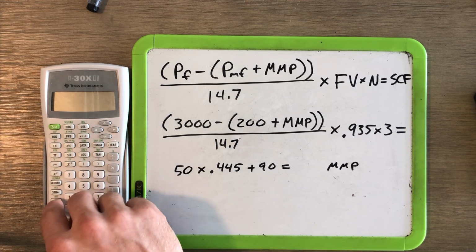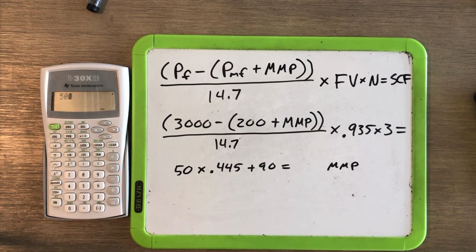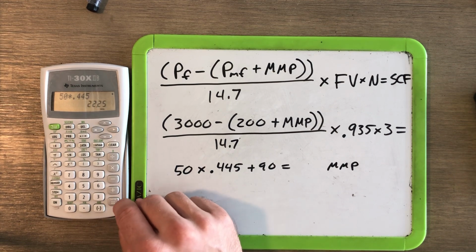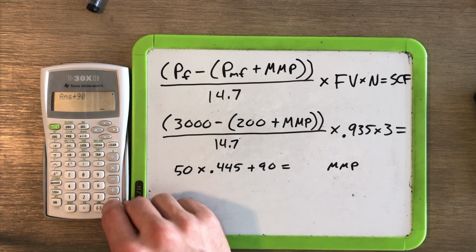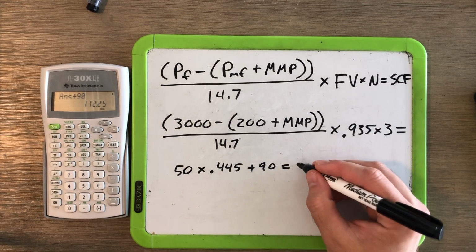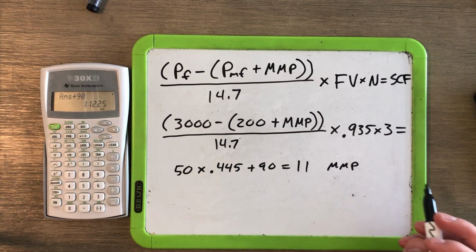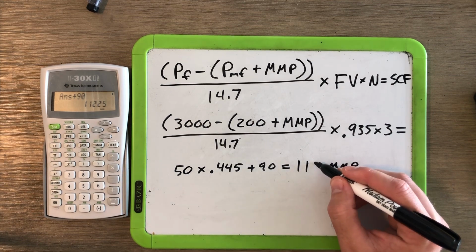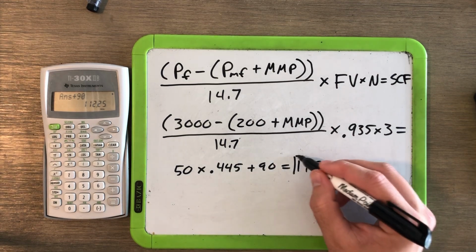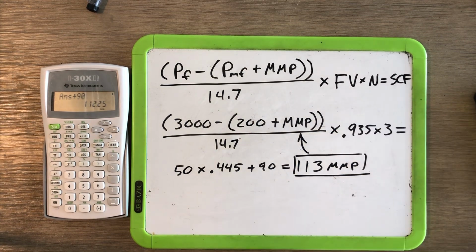So I'm going to press that in my calculator over here. 50 times 0.445 plus 90 equals 112.25. So we're actually going to round that one up to 113 will be our MMP. So now that we found our MMP, we're going to take that and we're going to put it into this equation right up here.